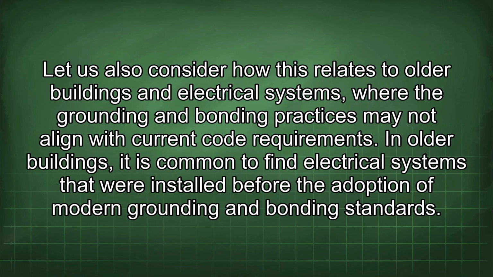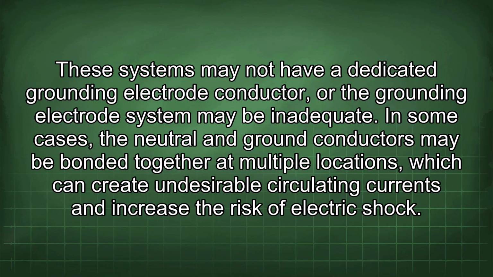Let us also consider how this relates to older buildings and electrical systems, where the grounding and bonding practices may not align with current code requirements. In older buildings, it is common to find electrical systems that were installed before the adoption of modern grounding and bonding standards. These systems may not have a dedicated grounding electrode conductor, or the grounding electrode system may be inadequate. In some cases, the neutral and ground conductors may be bonded together at multiple locations, which can create undesirable circulating currents and increase the risk of electric shock.